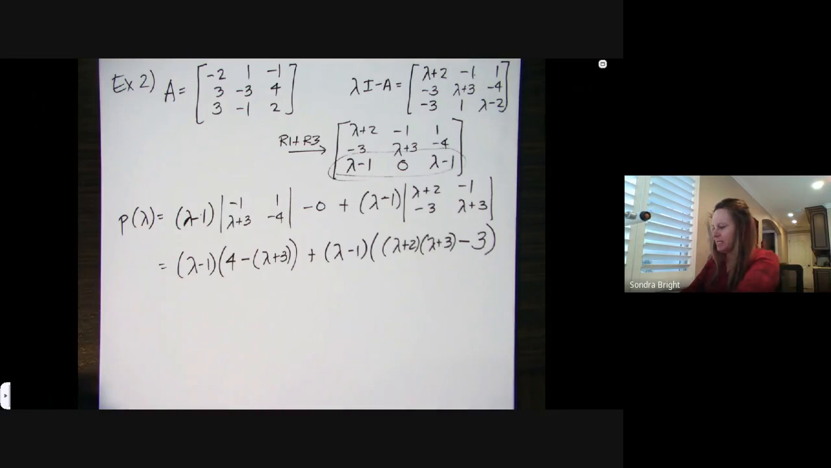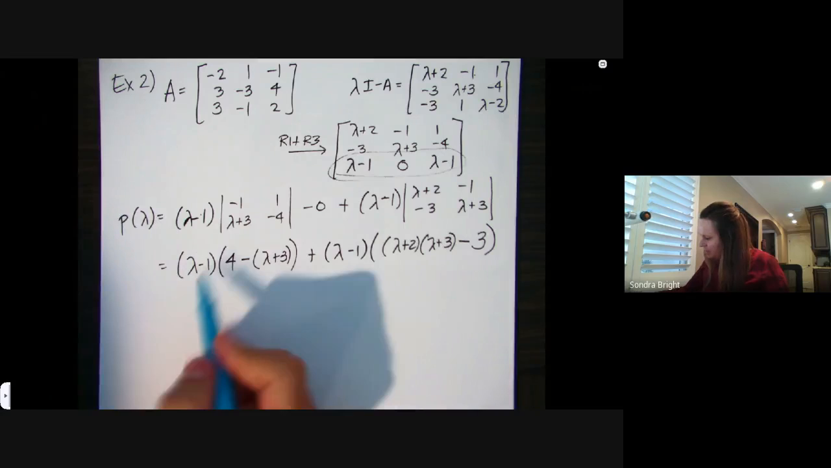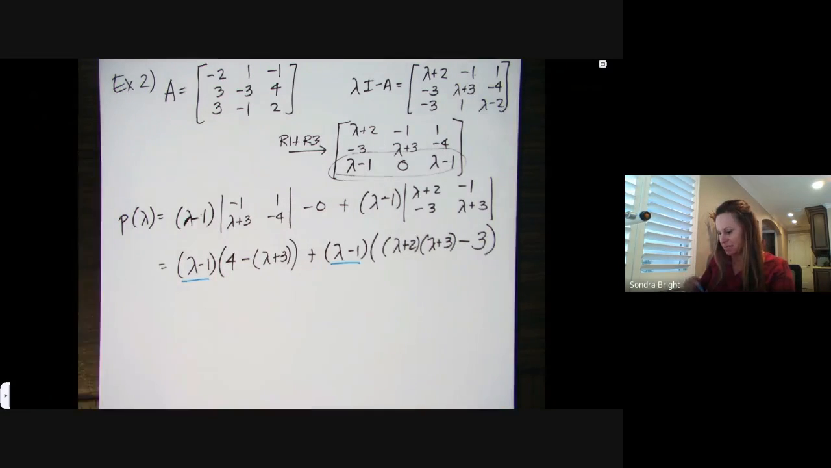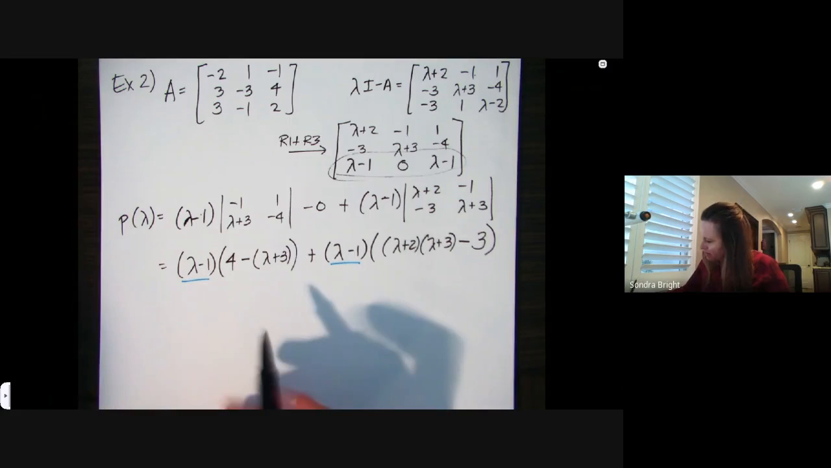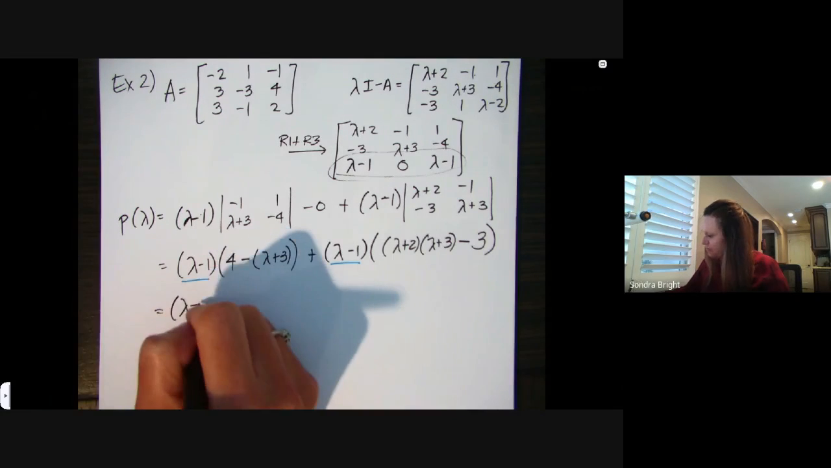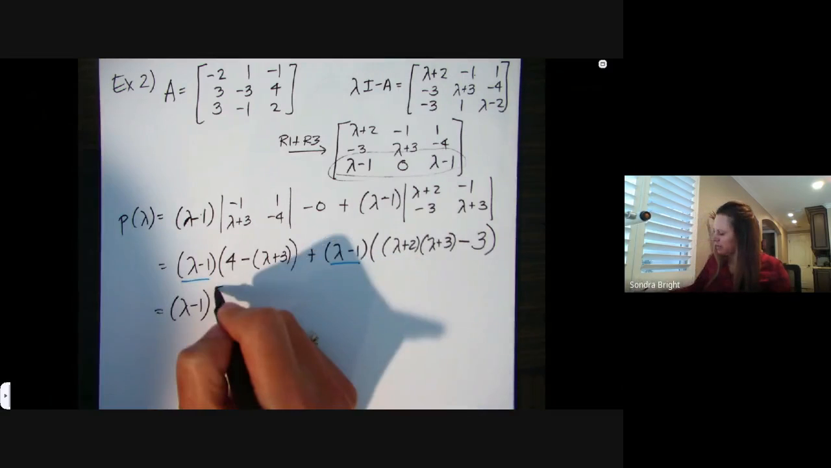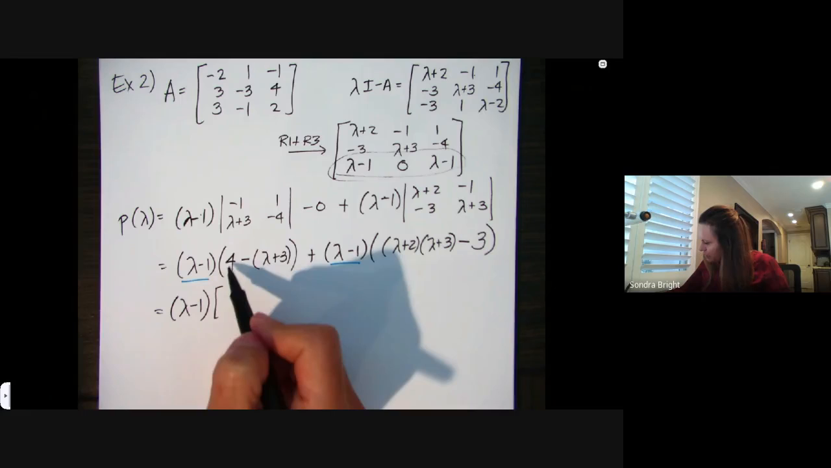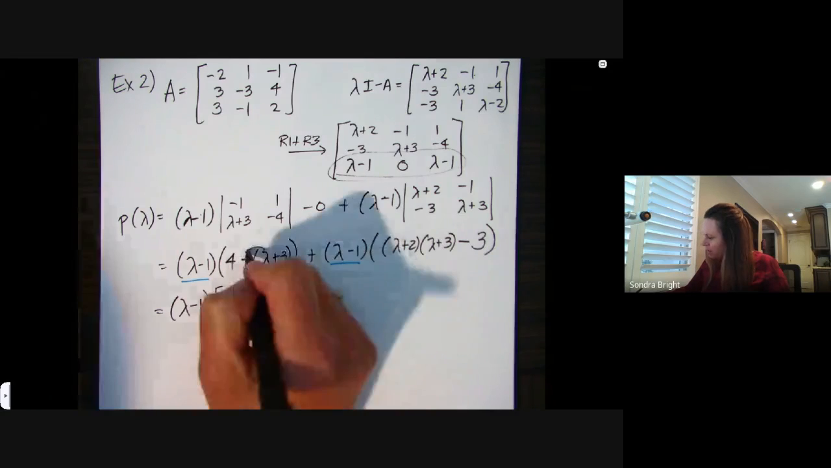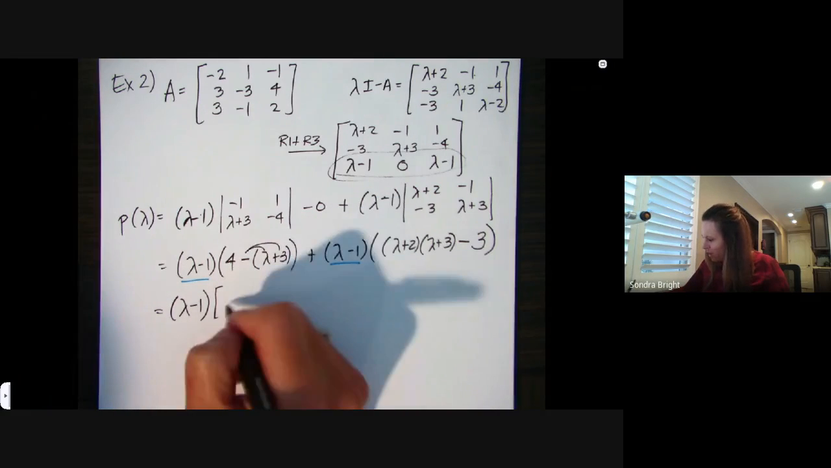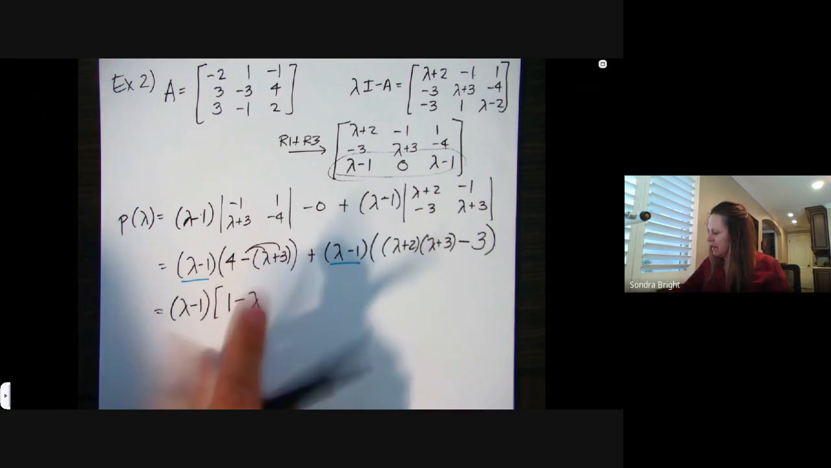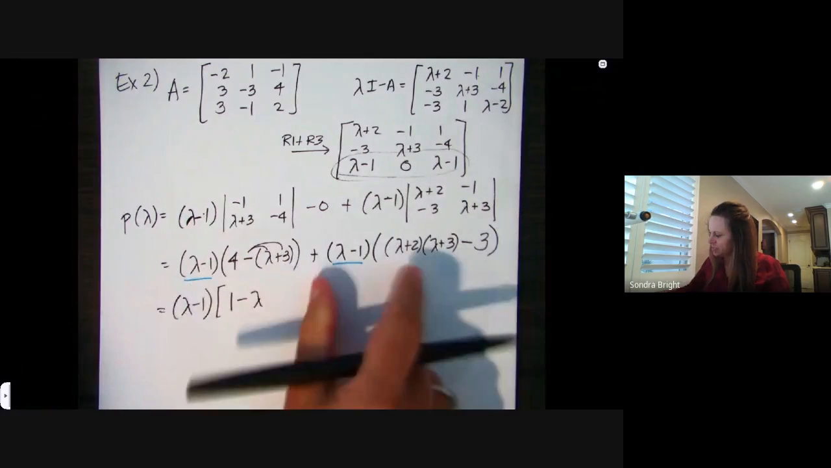What I notice is I've got a lambda minus 1 and a lambda minus 1. So I'm going to go ahead and factor that one out, if that makes sense. I'm going to factor out a lambda minus 1 from both of the terms. Let's change this to a bracket here. And what I would be left with, let's distribute that: a 4 minus 3, so a 1 minus lambda from this whole factor. And now I have also factored out this lambda minus 1 out front here.